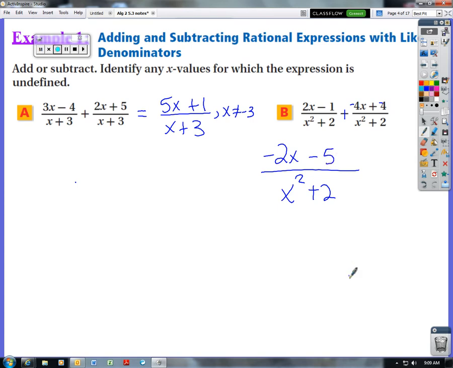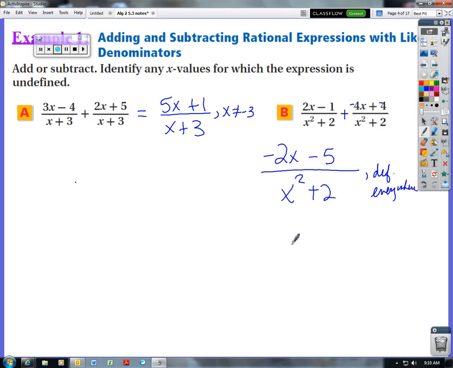Identify any x values where it's undefined. Well, you could think about this. In order for the denominator to be 0, this x squared has to be negative 2. Is there any number you can square and get a negative? The answer is no, because x squared is always positive. So this one's defined everywhere. Or you could just not even bother writing it.